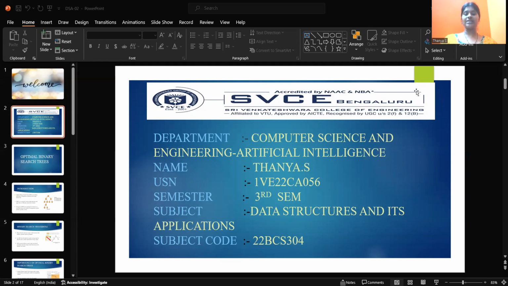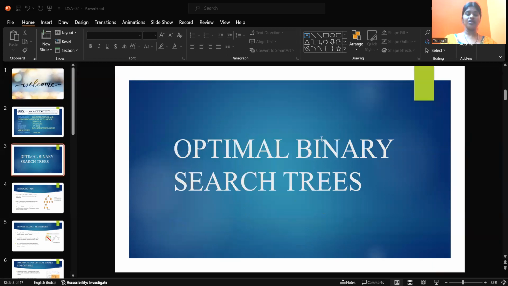So, the subject is data structures and its applications. The topic is optimal binary search trees.